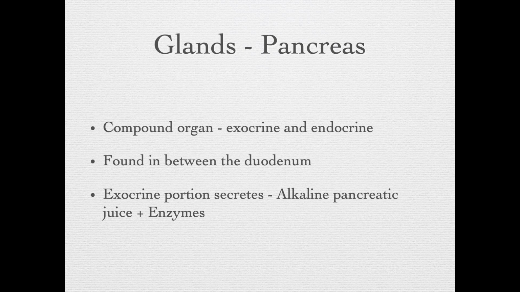The last gland that we will discuss is the pancreas. The pancreas is called a compound organ because it has both exocrine and endocrine function. The pancreas is found in between the duodenum. The exocrine portion of the pancreas secretes an alkaline pancreatic juice which aids in the process of digestion, and it secretes enzymes. To learn more about the endocrine part of the pancreas, I suggest you watch my video on the endocrine system.